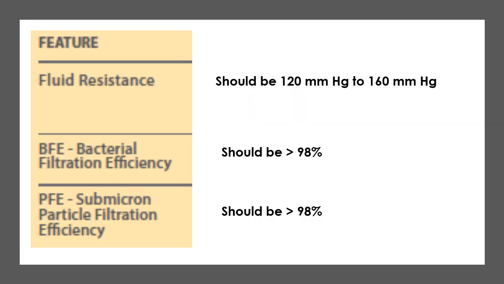So what is the ideal fluid resistance? Ideal fluid resistance, especially in COVID-19, should be around 120 mmHg to 160 mmHg. Those are areas where the aerosol exposure can be moderate to high. And the particle filtration efficiency should be more than 98%, assuming that the virus comes along with additional liquid particles which does not exceed a size of 0.1 micron.